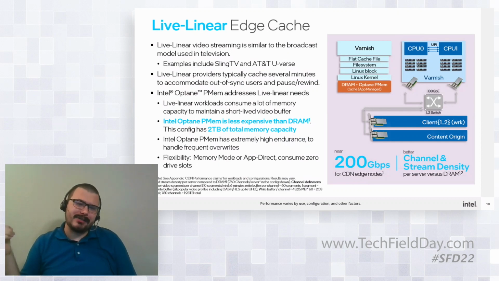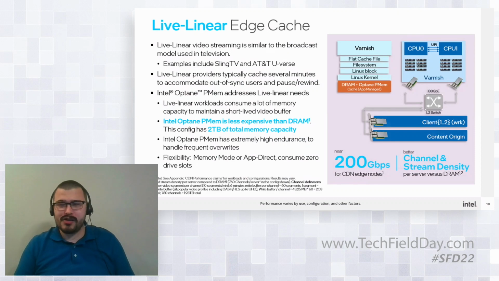So Optane has very high endurance, which is critical to handling the constant overwrites that this workload is going to do. And so for this testing in particular, we're using a piece of software called Varnish, specifically the enterprise version of Varnish. And so the way that Varnish caches content is somewhat unique. Varnish manages its own memory rather than relying on the Linux operating system to manage it for it.